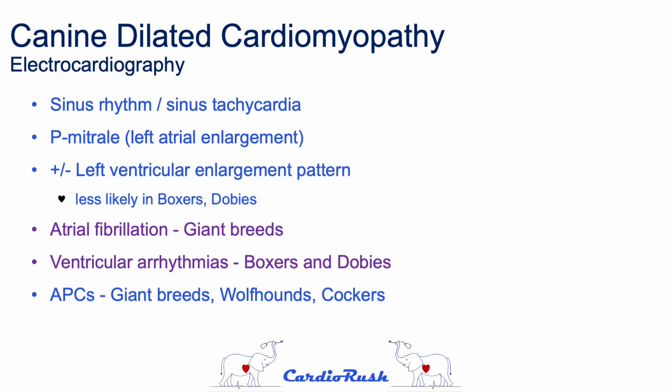Electrocardiographic findings are again variable. Some dogs have sinus rhythm, and if heart failure is present, you may see sinus tachycardia. Some dogs may have evidence of left atrial or left ventricular enlargement. Giant breed dogs often have atrial fibrillation, especially when they present with congestive heart failure. And ventricular arrhythmias may be seen in boxers and Doberman pinschers. Atrial arrhythmias are also seen in a variety of breeds of dogs that have dilated cardiomyopathy.